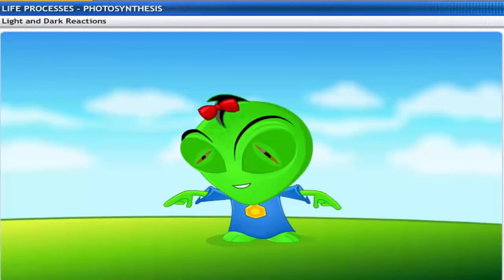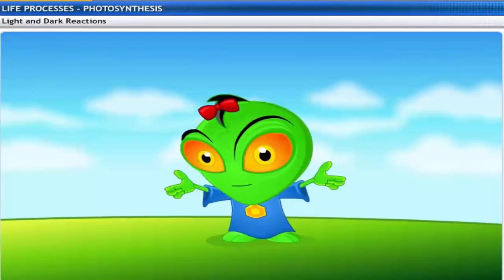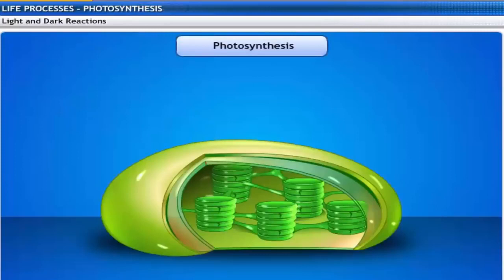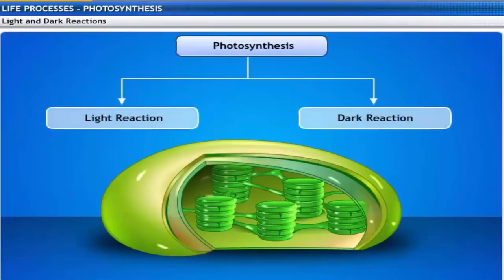Interesting. And how does the process of photosynthesis take place? Photosynthesis involves a series of photochemical reactions that consists of two phases, light and dark reactions. Light reaction takes place in the thylakoids of the chloroplast. Dark reaction takes place in the stroma of the chloroplast.